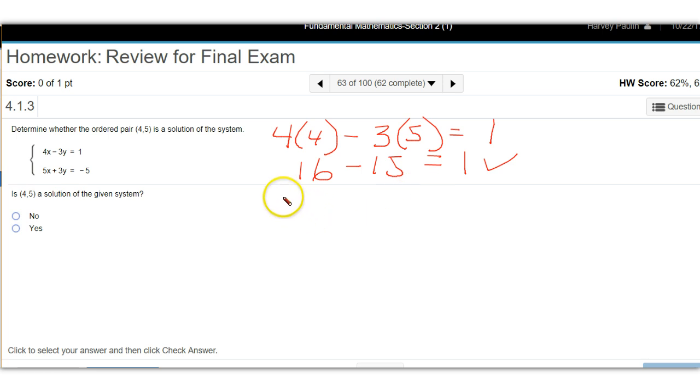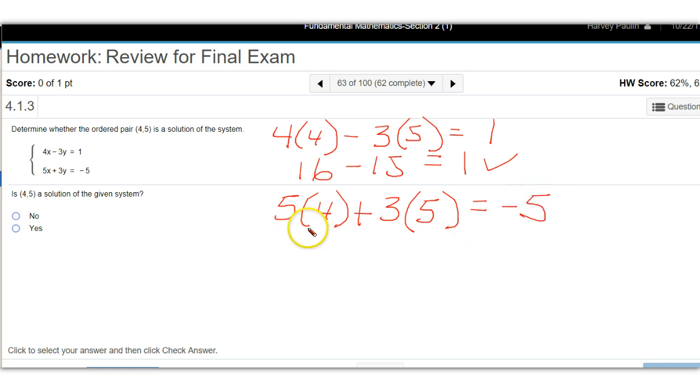All right, we'll try the next one. 5 times 4 plus 3 times 5. Does that equal a negative 5? Well, it doesn't look like that. This is 20 plus 15 does not equal a negative 5, so this is not. So we have a no here.